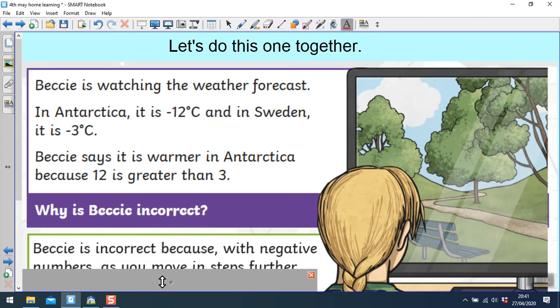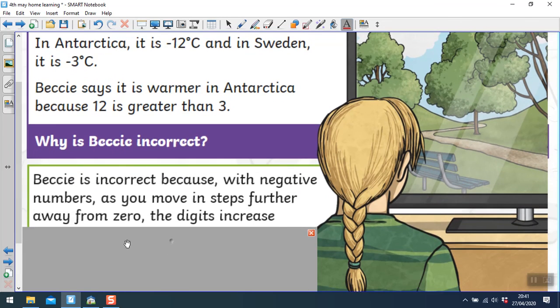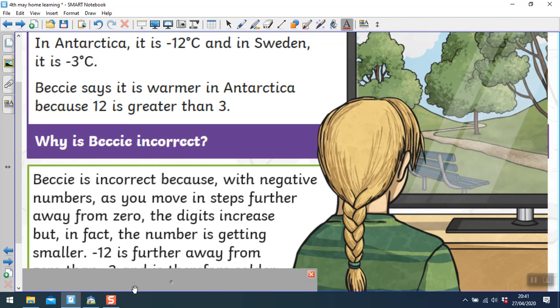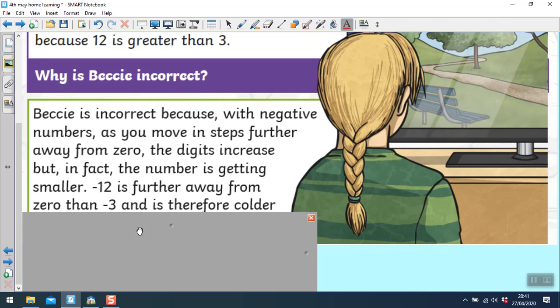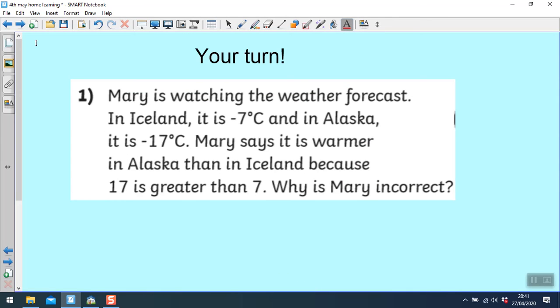Let's read this answer. Becky is incorrect because with negative numbers, as you move in steps further away from 0, the digits increase, but in fact, the number is getting smaller. Negative 12 is further away from 0 than negative 3 and is therefore colder in terms of temperature. Your turn to have a go at trying to explain this one. Try and write a really clear answer. Pause the video while you do this.